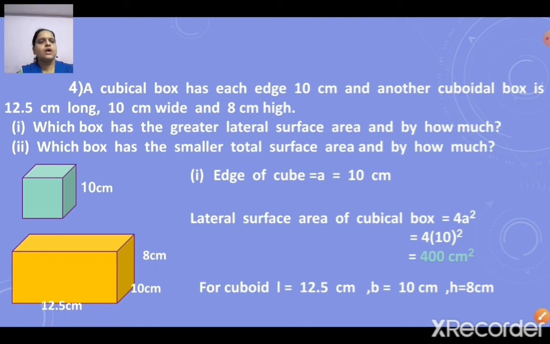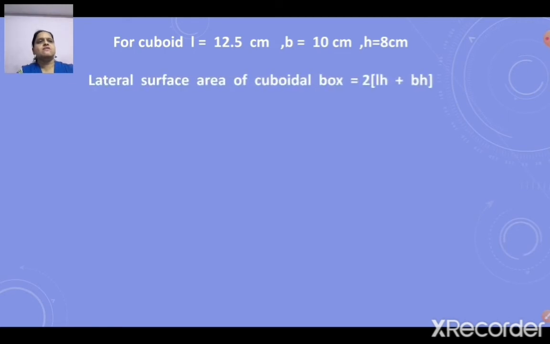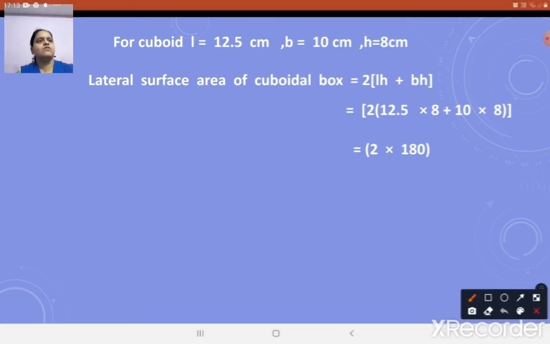Now for the cuboid, length is 12.5 centimeter, breadth is 10 centimeter and height is 8 centimeter. So we will find the lateral surface area of a cuboidal box, that is 2h(L plus B), or you can take it 2(LH plus BH). So it will become 2 into (12.5 into 8 plus 10 into 8). Can you see over here after substitution? Yes. So what you will get, 12.5 into 8 and then plus 10 into 8. That addition you are getting here as 180.